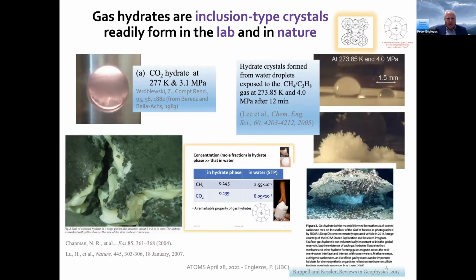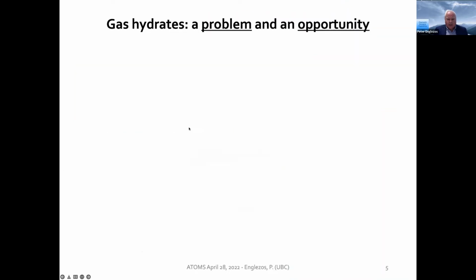So very briefly, gas hydrates are what we call inclusion type crystals, which can easily form in the laboratory and have been formed in the literature. I have some pictures here of hydrates that we formed in the lab. On the left, this is a high pressure vessel with marine type windows that allow you to watch inside how CO2 and water at these conditions can form hydrate. It's been known for many years, since 1882, that CO2 forms a hydrate.